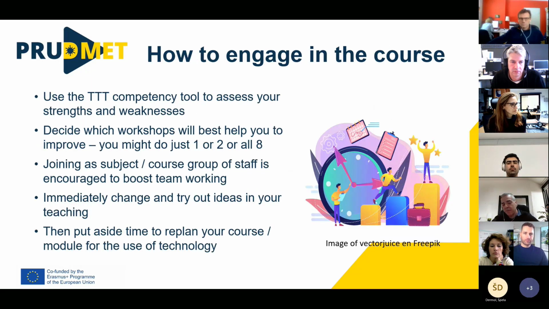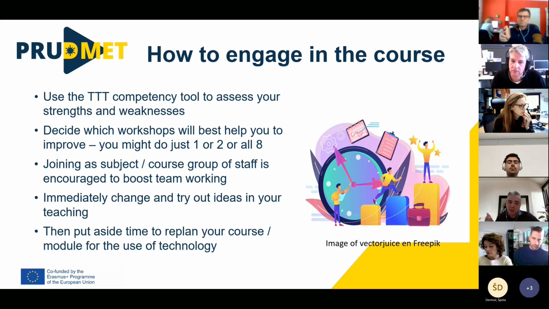The last point of this first section is how to engage in the course. Here, we explain to the trainees how they can enroll in the different units. For example, they need to complete the competency tool assessment of the PRUDMET progress, and according to the results, they decide which workshops they have to work on. They don't need to work on all the workshops. They can work on 1 or 2 of them, depending on the results. This is the first point of the unit.